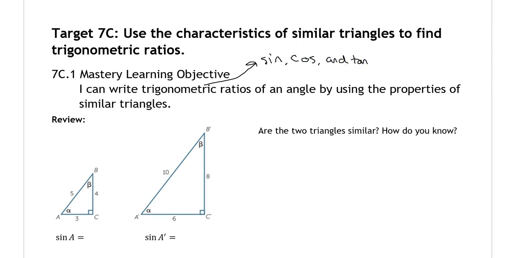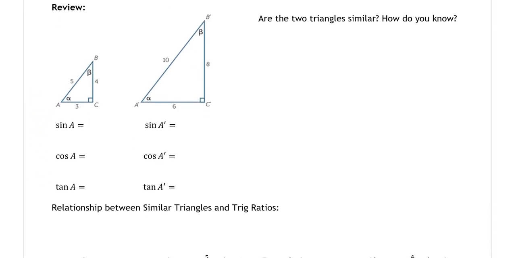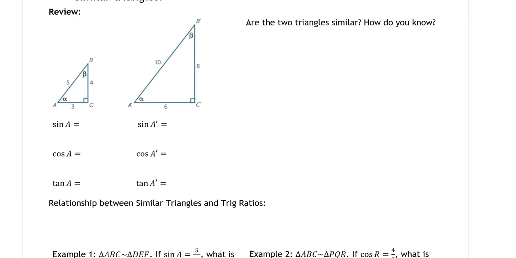In the rest of this unit, anytime it talks about trig ratios, it's just our three main trig ratios. So I can write the trig ratios of an angle by using similar triangles. So we're going back to what we did in KC6. Again, everything builds. So let's look at some review first. The first thing I'm asking you guys is, are these two triangles similar? How do you know? This is going all the way back to KC6b.